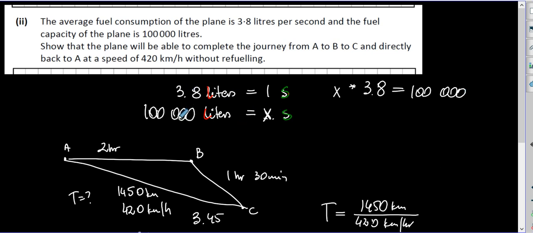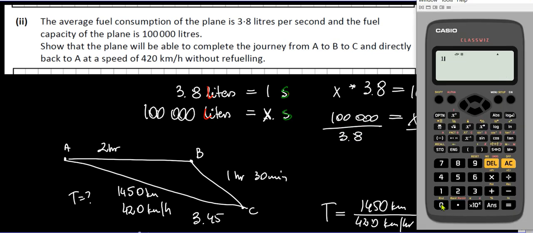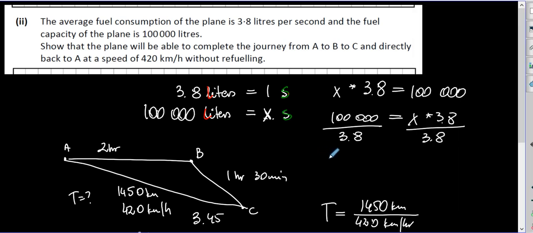You ask me, well, do we always go this way? I could go the other way around. I could say 100,000 multiplied by 1 equals x multiplied by 3.8. Doesn't matter, as you can see, it's the same thing. So to find the value of x, we need to eliminate that number. It's a multiplication. How do we eliminate it? Always the same. We divide both sides of the equation. So 100,000 divided by 3.8 is 26,315 seconds. That's how much.